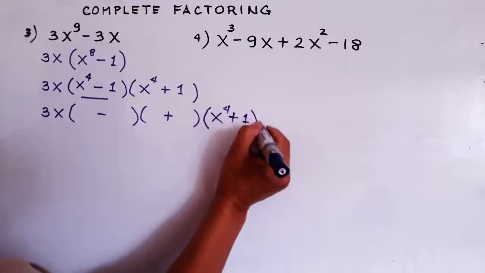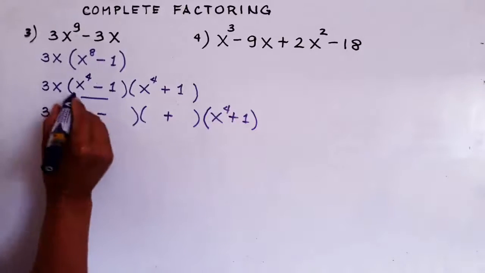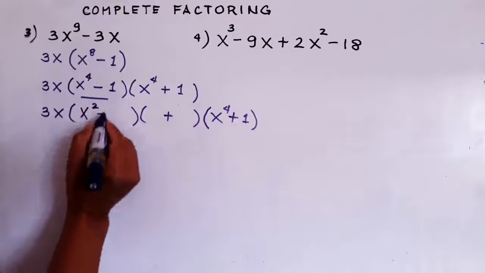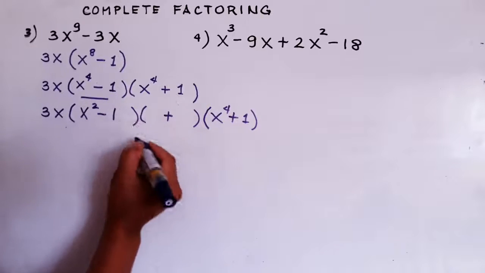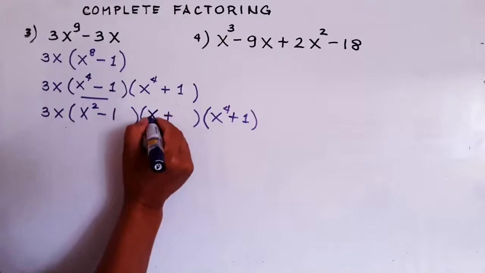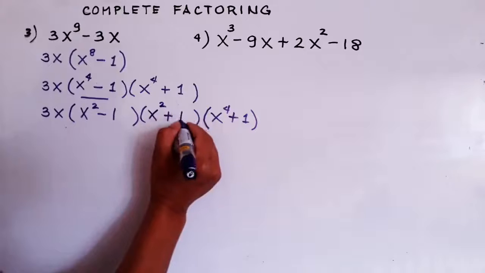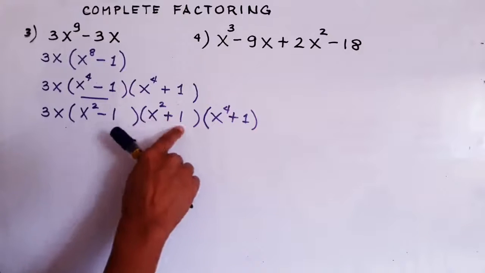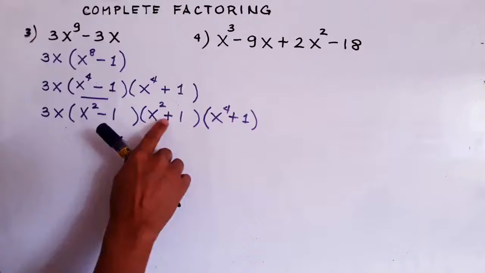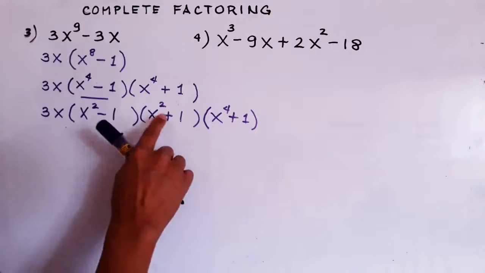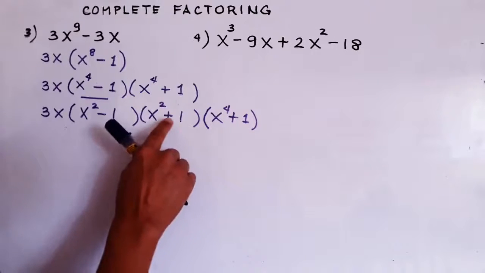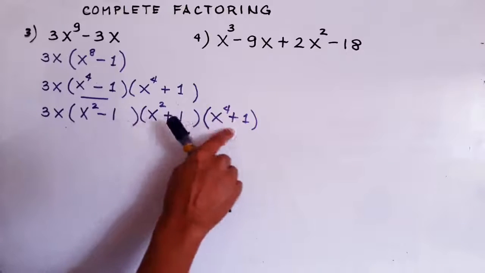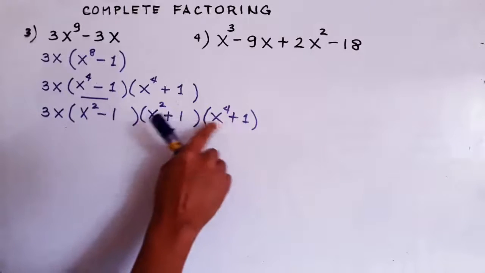Just copy that one. Now for this one, square root of x to the 4th is x squared. Square root of 1 is 1. And copy x squared plus 1. Now in class, these are perfect squares, but this one is plus. So we don't have the factor of this x squared plus 1, and also for this one. These two, they don't have the factor anymore.